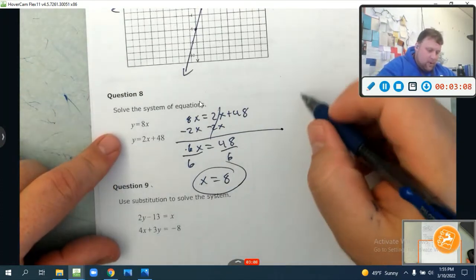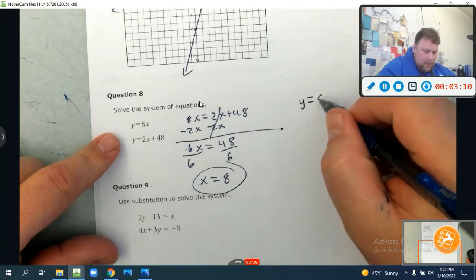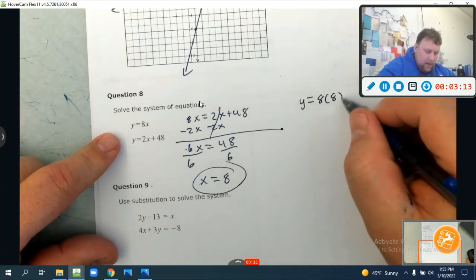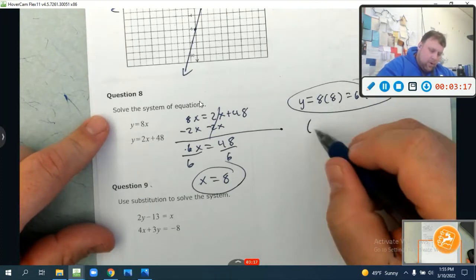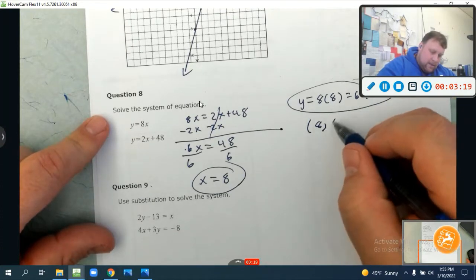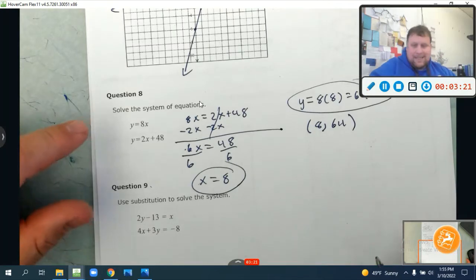I'm going to plug it in the top equation. y equals 8 times my x value of 8, which is 64. So our answer should be a coordinate (8, 64). But let's see if that's true.